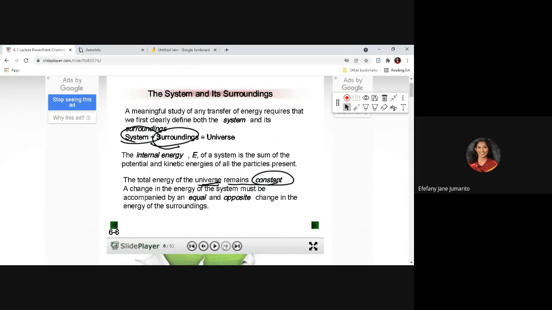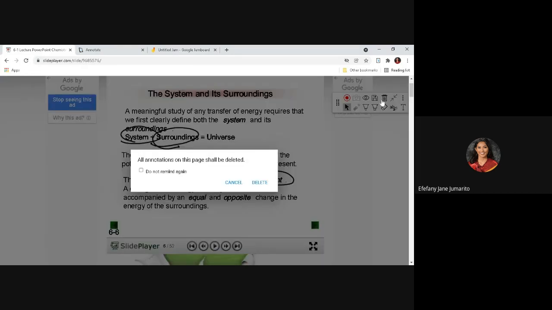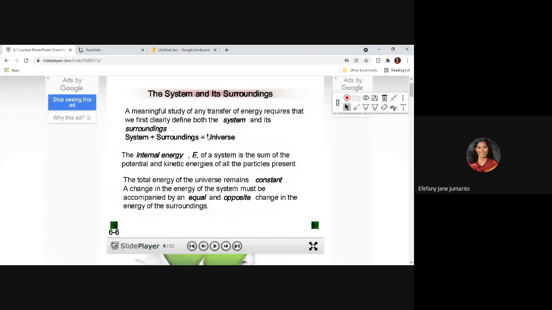system and that one. A change in the energy of the system must be accompanied by equal and opposite change in energy of the surrounding. That's why the same amount is gained and the same amount is lost.